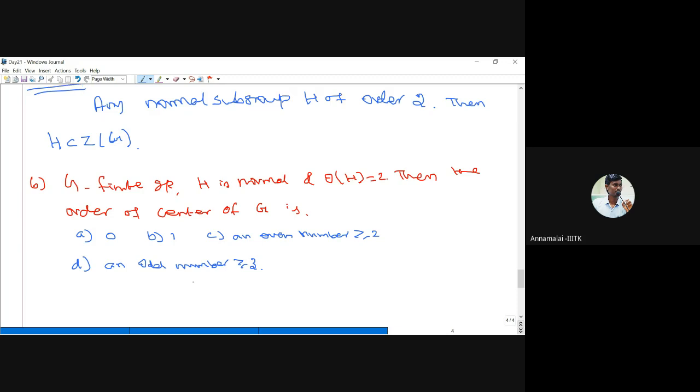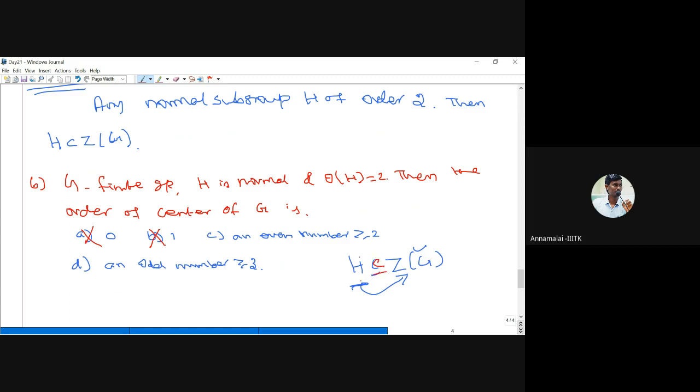Since H is a subgroup, if you take any normal subgroup of order 2, by a known result this H should be contained in Z of G. Therefore, Z of G contains at least 2 elements, because H contains 2 elements. Every element of H is an element of Z of G. Therefore, the first 2 options are not true, because H is contained in Z of G.